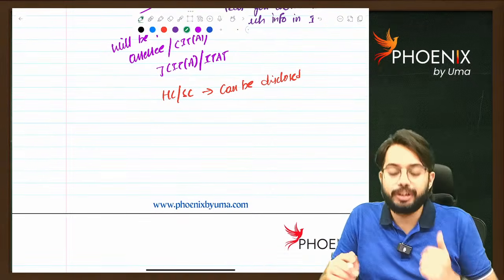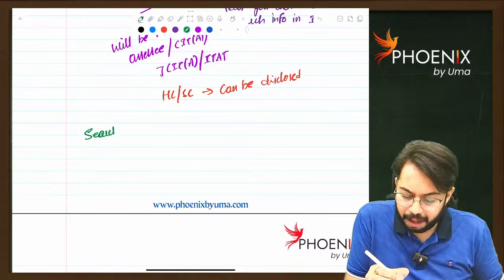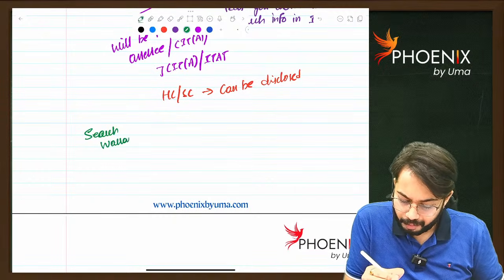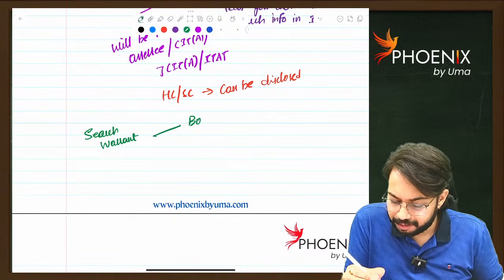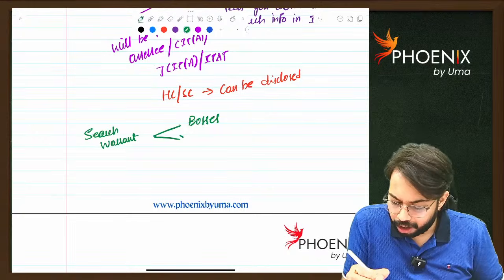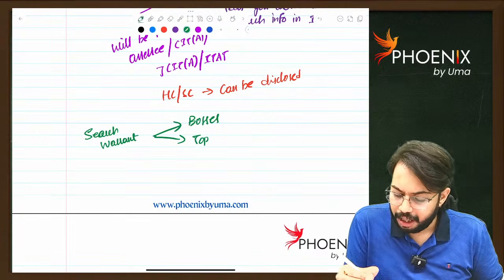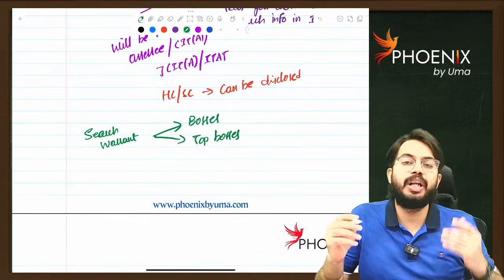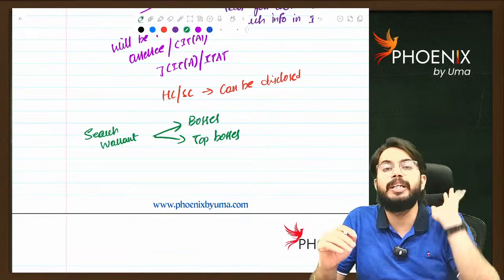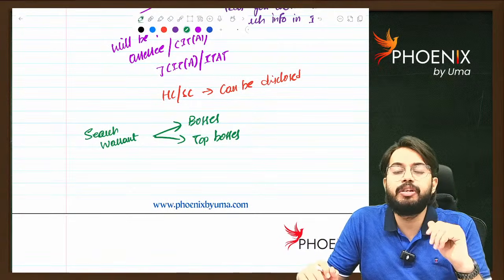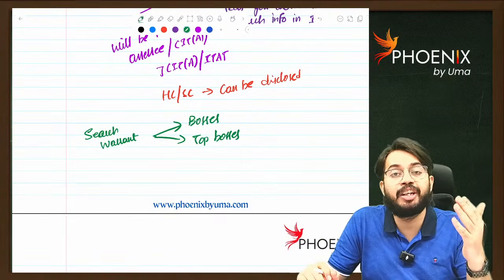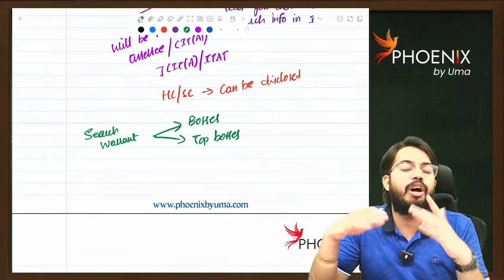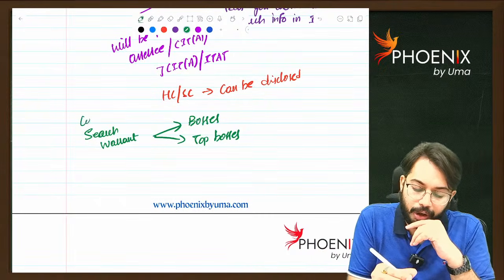Sir, who will issue the search warrant? Search warrant will be issued by bosses or top bosses. That means what? It can be issued by commissioner, principal commissioner, chief commissioner, principal chief commissioner. Or it can be issued by director, principal director, director general, principal director general. Any of these can issue a search warrant.